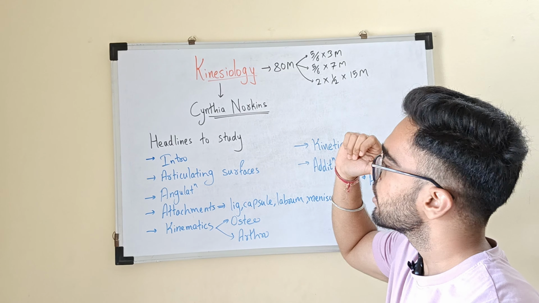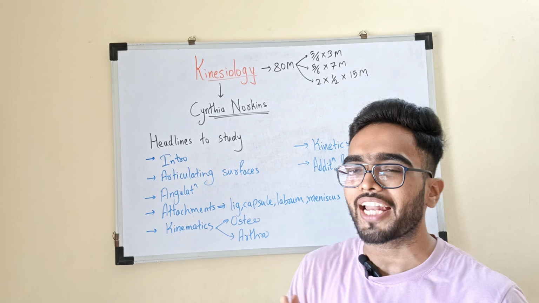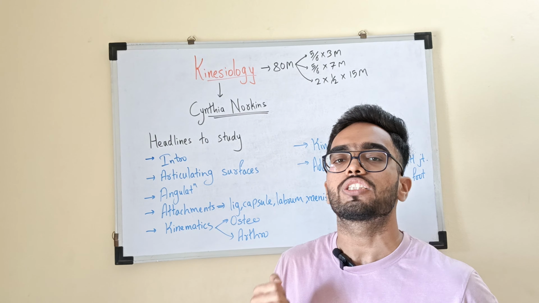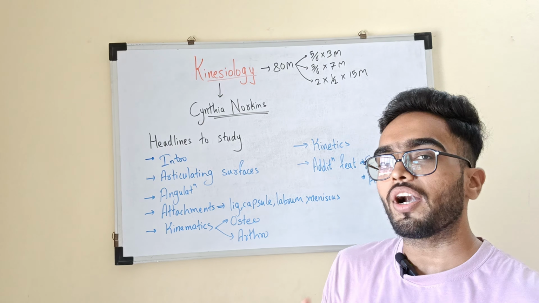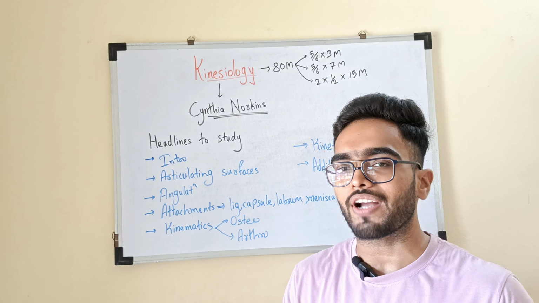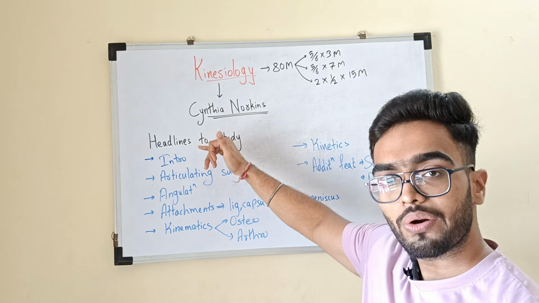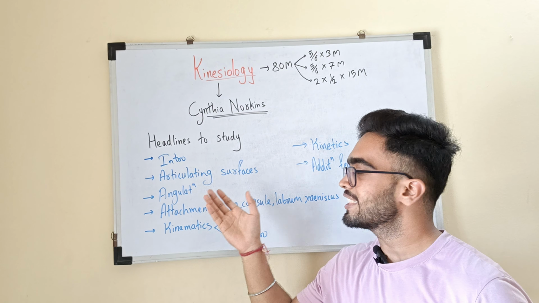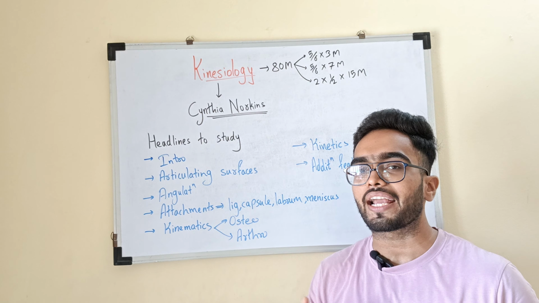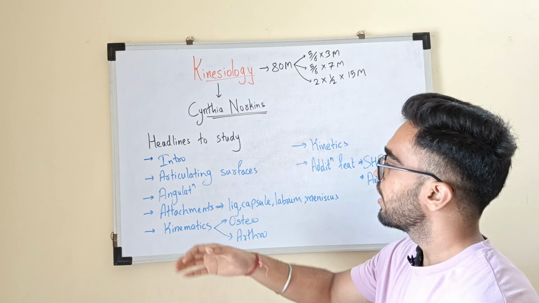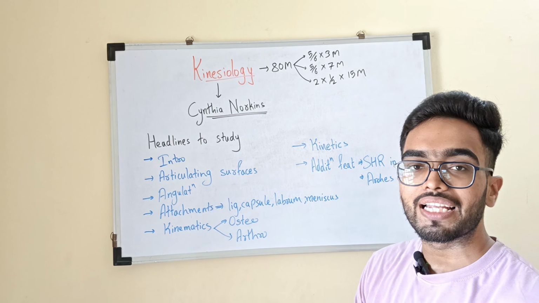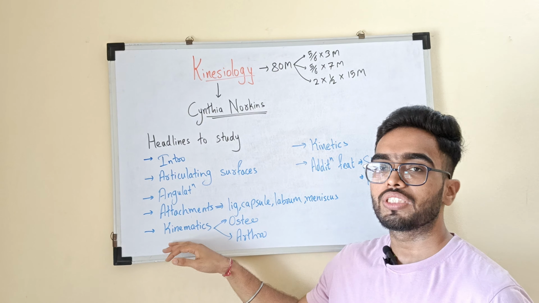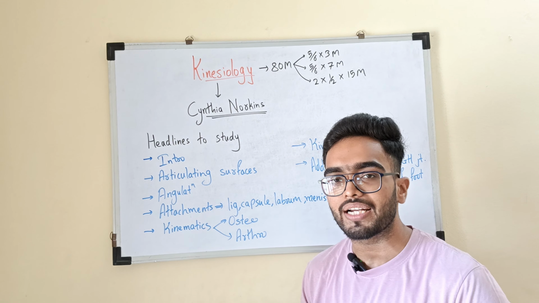Now starting with our kinesiology. For kinesiology, the GOAT book, the greatest of all time, is Cynthia Norkin. It has everything that you need in your second year kinesiology. So with what headlines should you study all the joints of kinesiology? First is the introduction of the joint, next is the articulating surface, the proximal and the distal surfaces, next is angulations, various angles like Q angle, angle of inclination, all of these angulations, then attachments which include the ligaments, capsule, menisci, labrum, everything. Next is kinematics, which is then divided into osteokinematics and arthrokinematics.